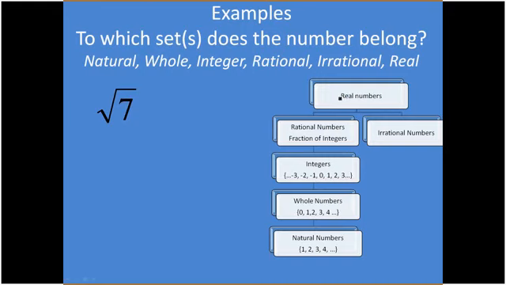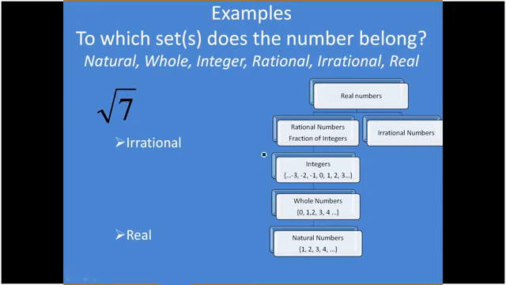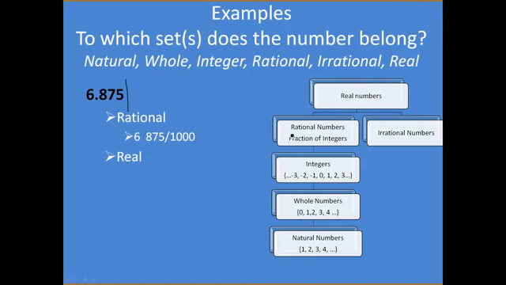Couple more examples. Square root of 7. You remember square roots? Where do they go? That's right. They're irrational. They have decimals that never repeat and never end. Irrational numbers are also real. They belong to the real numbers. So square root of 7 would be irrational and real. 6.875. Well, 0.875 is the same as 875/1000. Notice this decimal terminates, it finishes, it stops. So therefore it is a rational number. And since it's rational, it's also real.